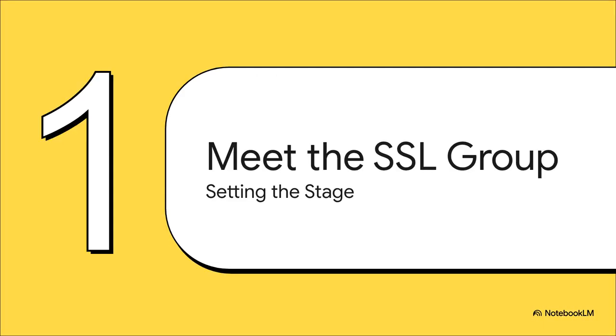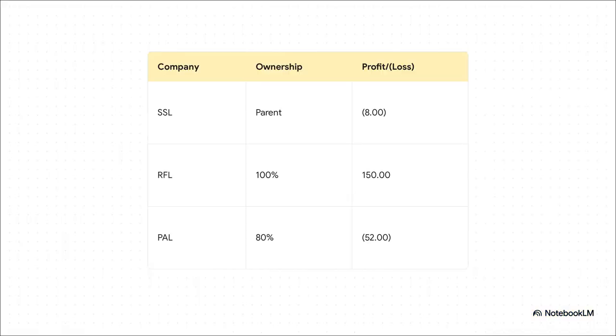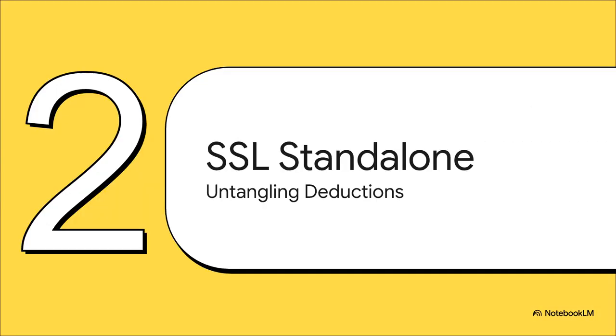Okay, Section 1. Meet the SSL Group, setting the financial playing field. Now, take a look at the stark contrast we're dealing with here. We have our parent company, SSL, kicking things off with an 8 million rupee accounting loss. Then you've got RFL, a wholly owned sub, just crushing it with a massive 150 million rupee profit. And then there's PAL, an 80% owned sub, dragging a heavy 52 million rupee loss. This wild mix of profits and losses sets up the absolute perfect scenario for leveraging group relief under the tax ordinance.